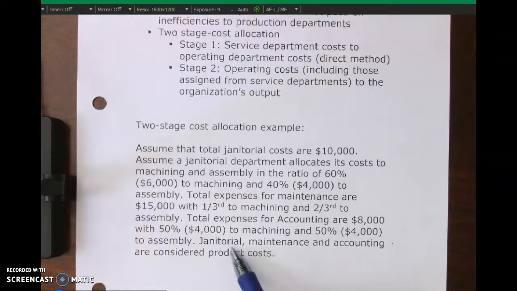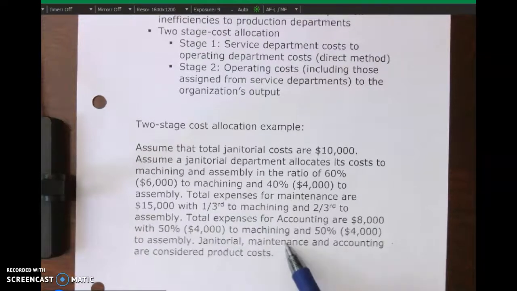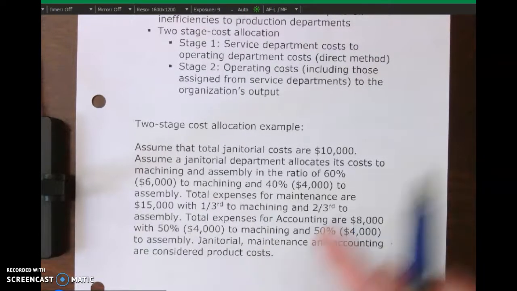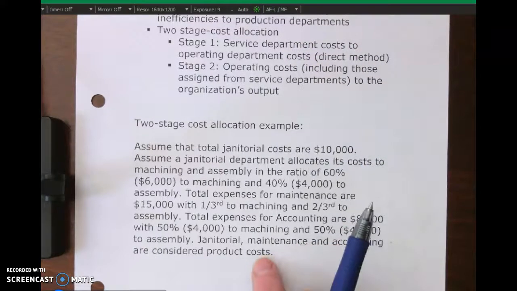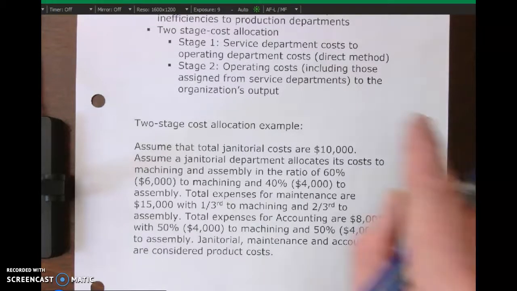And the other thing is that janitorial, maintenance, and accounting are considered product costs. They're service departments, but they are considered product costs, which means that they can show up in cost of goods sold. They're not period costs. They're product costs, so they'll eventually show up in cost of goods sold.